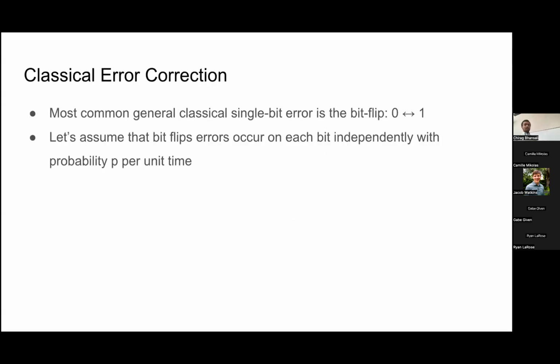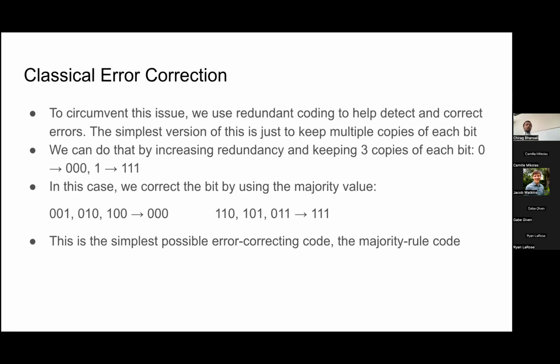So first of all, let's talk about how error correction works in classical computers. The most general type of error is the bit flip. So the 0 bit can be flipped to 1 if an error occurs. How we circumvent it is we use redundant coding to detect and correct errors. The simplest version is to just keep adding multiple copies of each bit. So if there's a 0, we can create it as 3 bits of 0, and 1 as 3 bits of 1. If any of the bits gets corrupted due to an error, we can use the majority rule to find what the original information was.